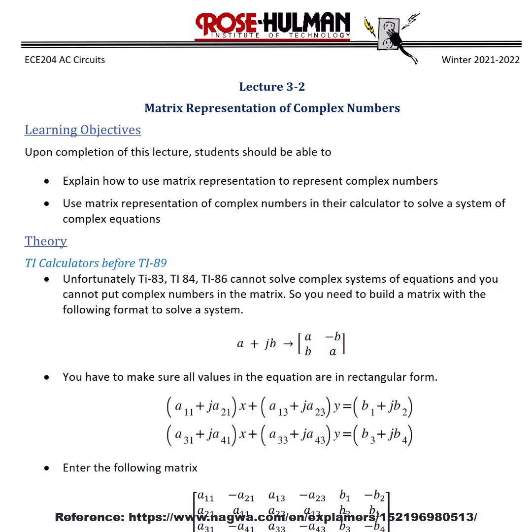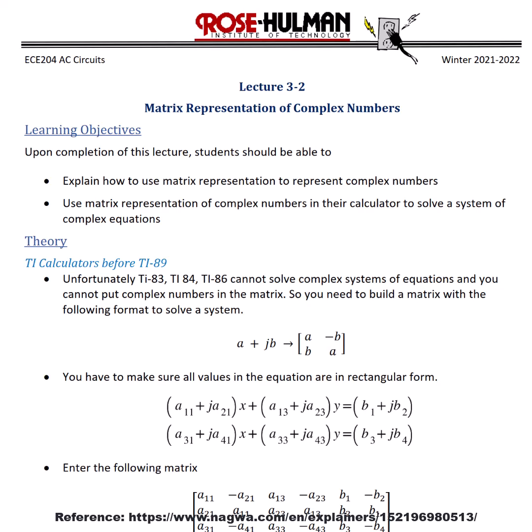The reason we have to do this is because any calculator before the TI-89 cannot solve a complex system of equations. That would be the TI-83, 84, 86. You cannot put complex numbers in the matrix, and the cSolve function did not exist yet, which is what you can use in the 89 or Inspire. So the theory is that if you have a complex number in rectangular form, a plus jb, it can be represented in a matrix as a, negative b, b, a.